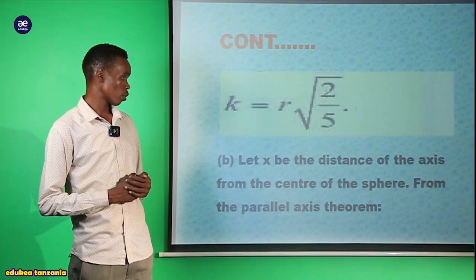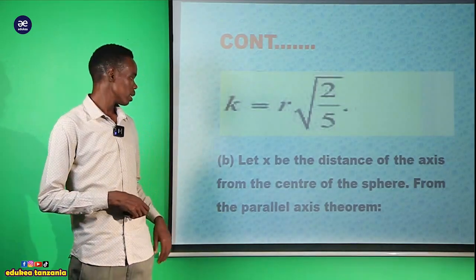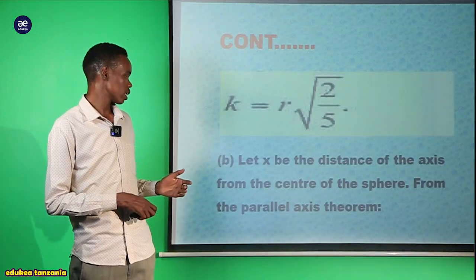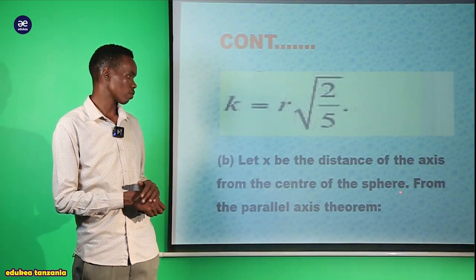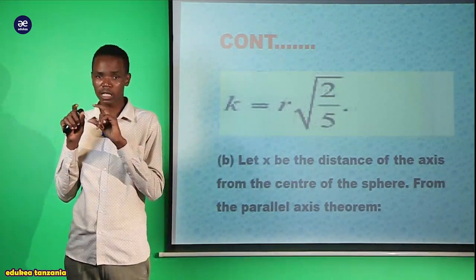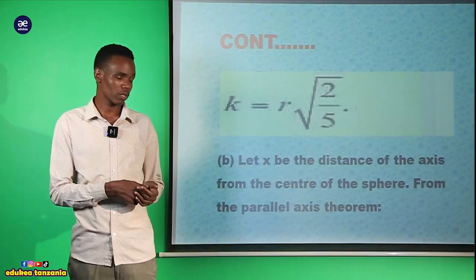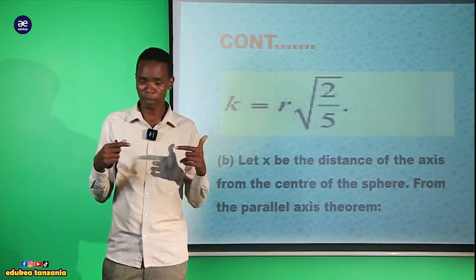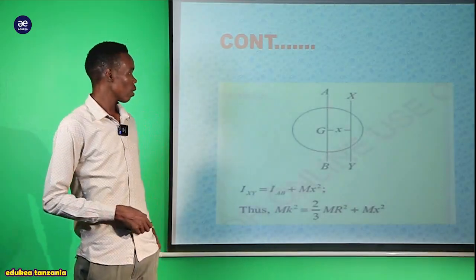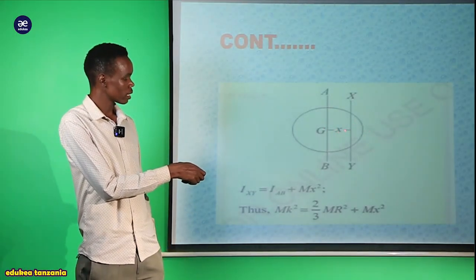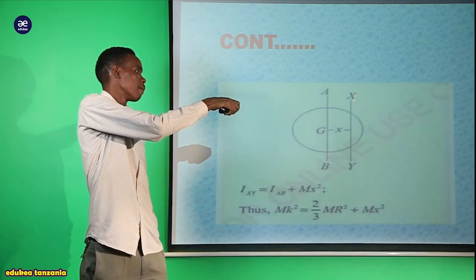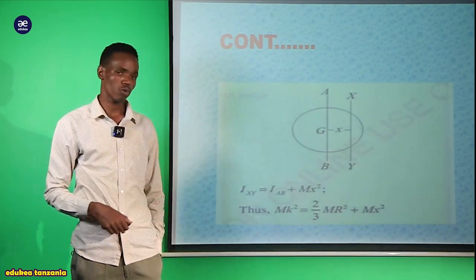Let us focus on Roman B here. Let x be the distance from the axis of rotation to the center of the sphere, where we consider the parallel axis theorem. As we observe, we have this distance from the axis of rotation, which is AB, where the center is located, up to the parallel axis, as we try to observe there.